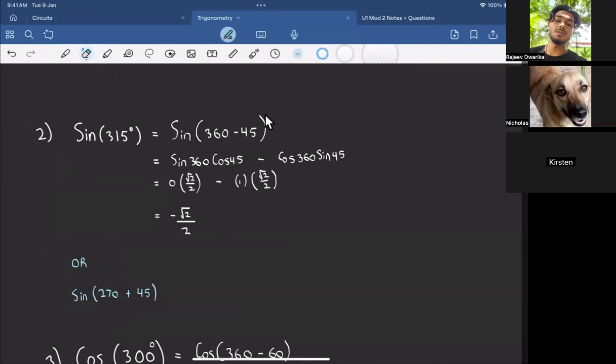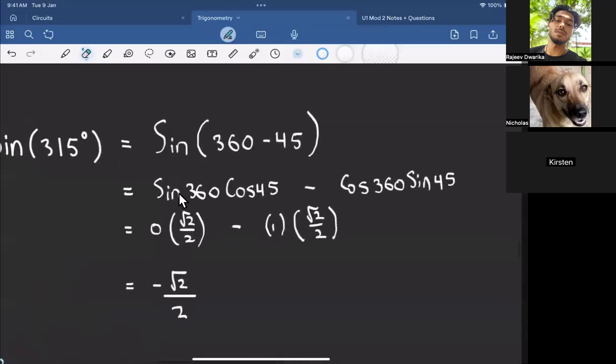Okay, no problem, Nicholas. Tell me, Kirsten, how would you see it? You would either add 270 and 45, or you would subtract 45 from 360. Both give you 315 degrees. Okay, so tell me, what is confusing you? Which part is confusing you? Like, how I get this line?